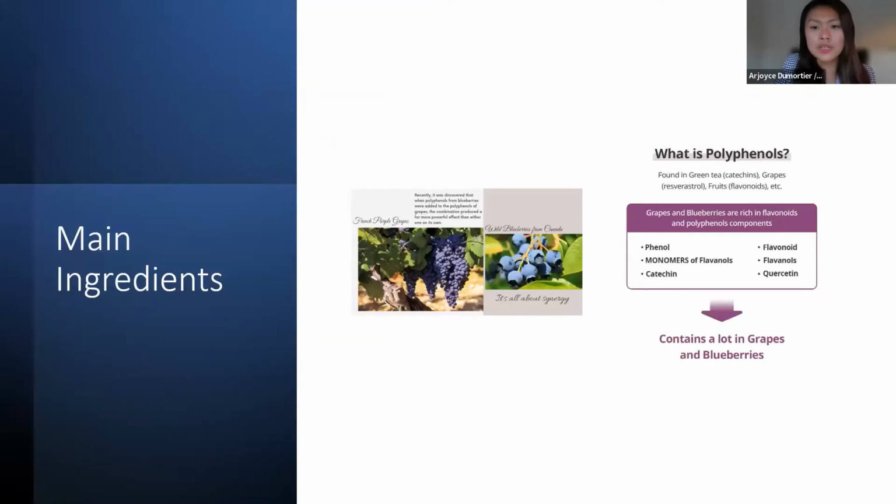So the main ingredients, as I've said a while ago, as you all know already, are blueberry and grapes, and also the polyphenols. What are polyphenols? These are found in green tea, grapes, fruits, etc. So grapes and blueberries are rich in flavonoids and polyphenol components: phenol, monomers of flavonols, catechin, flavonols, quercetin. I'm sorry, my words are gibberish today. Grapes and blueberries contain a lot of these, which is very good in enhancing our human memory.